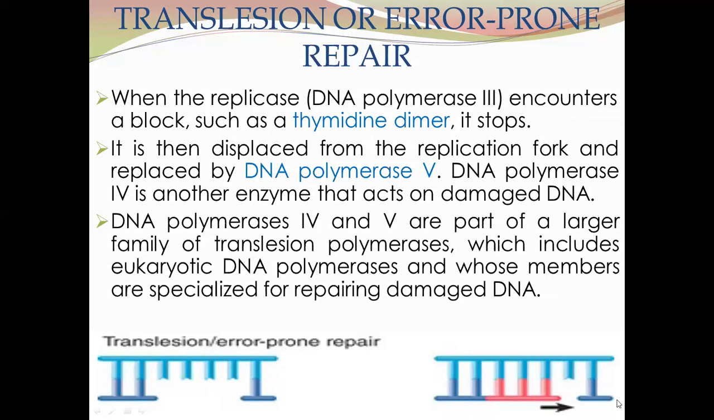These different types are direct repair, excision repair, recombination repair, non-homologous end joining, and translesion or error-prone repair system. In these two lectures, we have covered in detail what this system is, how this system functions, and what the different types of this system are in living organisms.